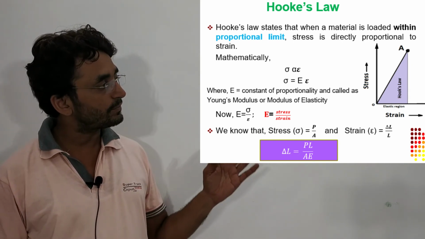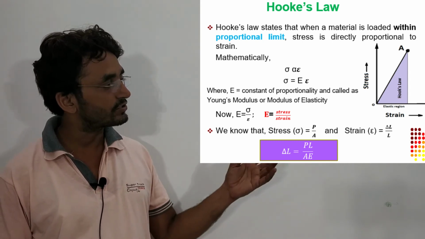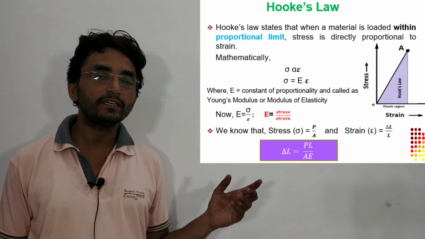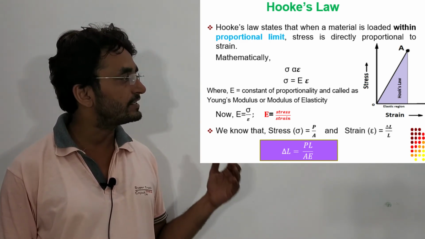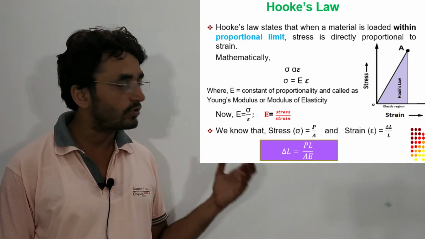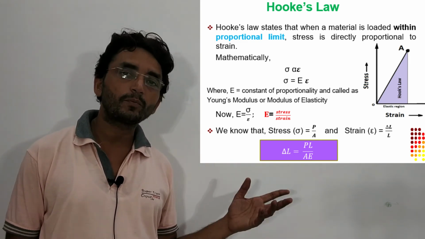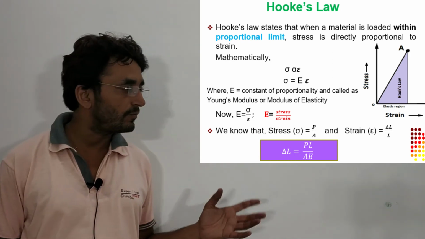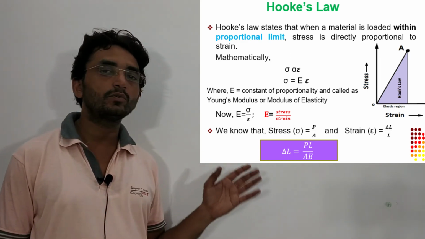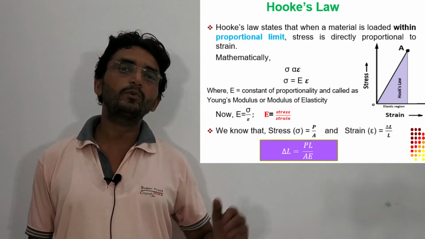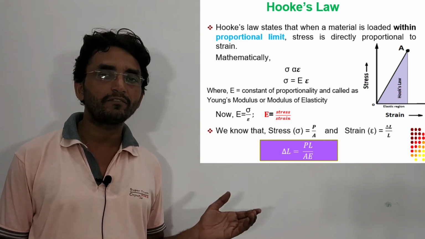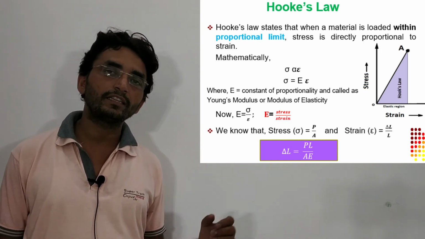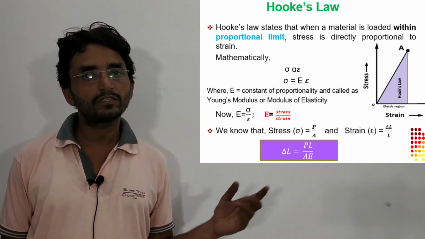To remove this proportionality sign, we have to put a constant of proportionality. Over here we are writing capital E. So capital E is the constant of proportionality and it is also called Young's modulus or modulus of elasticity. It is a material property and Young's modulus is different for each and every material. By this formula, E is equal to stress upon strain, and if we put all the values, like P upon A for stress and del L upon L for strain, we can easily find out the change in length by this formula. So this is Hooke's law.